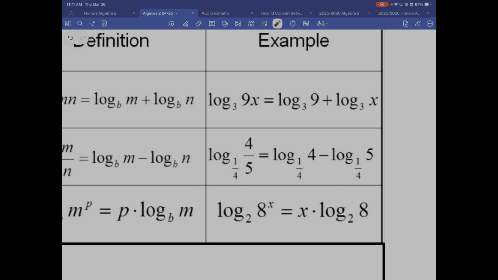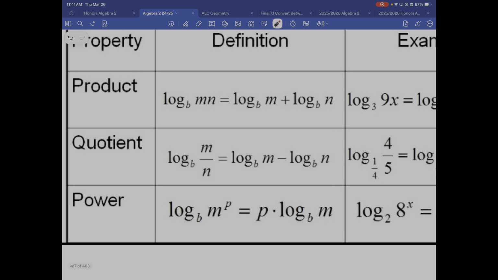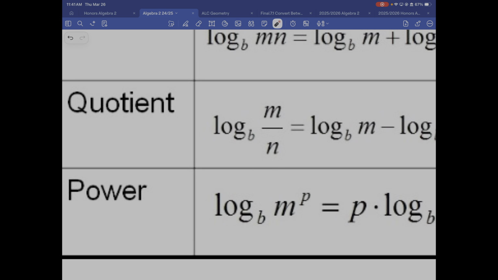Generally speaking, we need to be able to go both directions, from single log to expanded, and from expanded to single log. We go from expanded form to single log a whole lot more often, because it helps us solve. Okay? That's the product property. The quotient property.